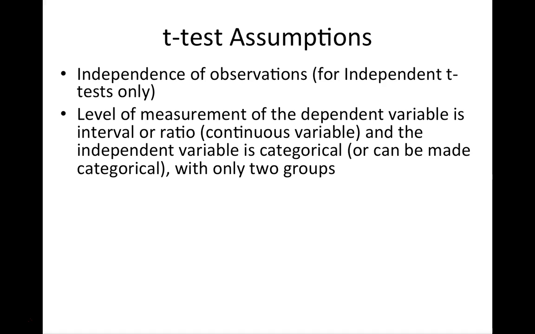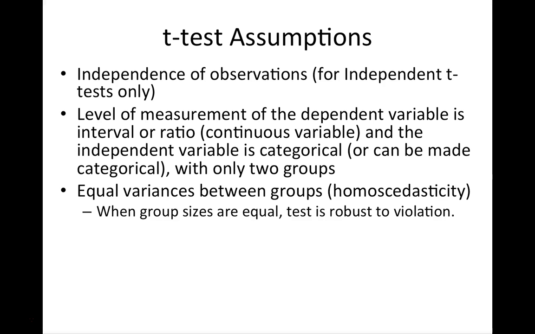The level of measurement of the dependent variable should be interval or ratio, a continuous variable. And the independent variable is categorical, or can be made categorical, as we saw with the age example from before. And the levels in that categorical variable, there should only be 2 groups. If we have more than 2 groups, we'll talk next week about ANOVAs, which is a way to examine mean differences when you have more than 2 groups on your categorical independent variable. So for the t-test, we can only have 2 groups in that independent categorical variable.